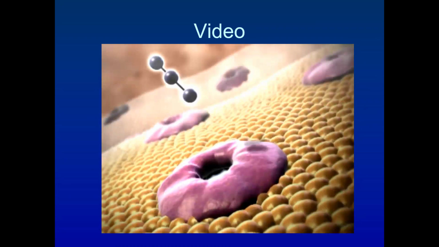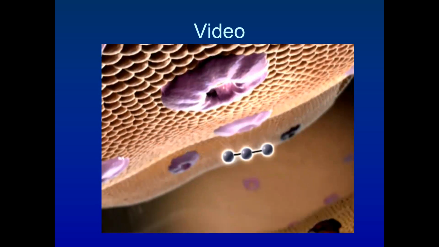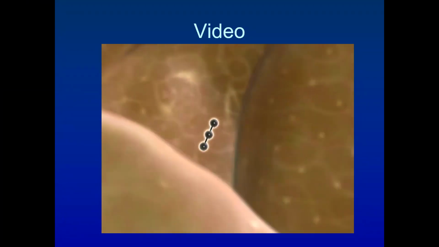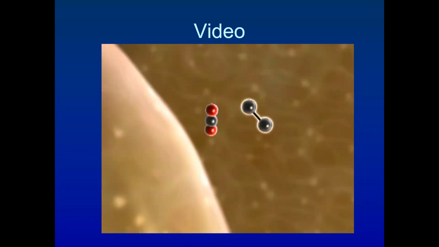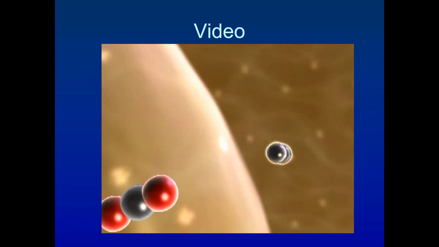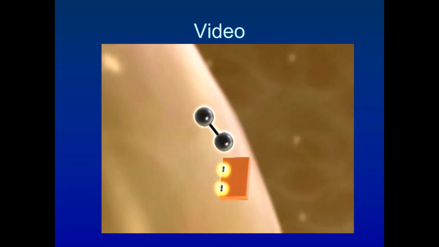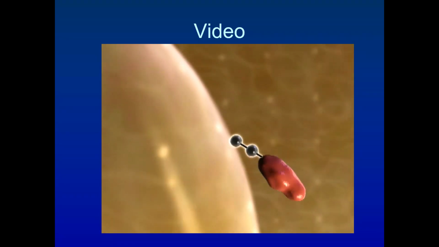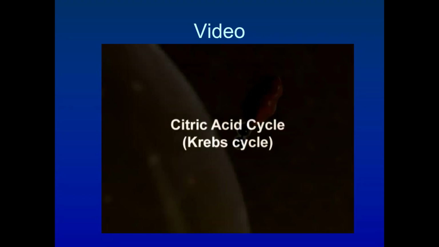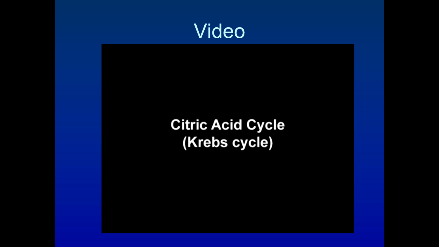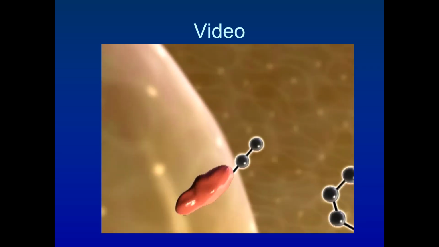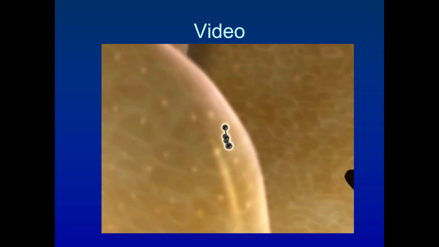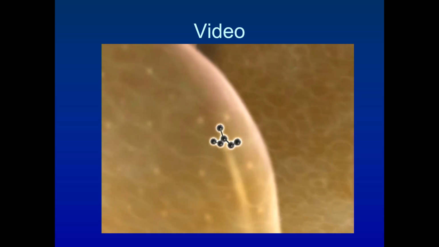Let's follow this pyruvic acid molecule into a mitochondrion to see where most of the energy is extracted. As the molecule enters the mitochondrion, 1 carbon is removed, forming carbon dioxide as a byproduct. Electrons are stripped, forming NADH. Coenzyme A attaches to the 2-carbon fragment, forming acetyl-CoA. Coenzyme A is removed, and the remaining 2-carbon skeleton is attached to an existing 4-carbon molecule that serves as the starting point for the citric acid cycle.